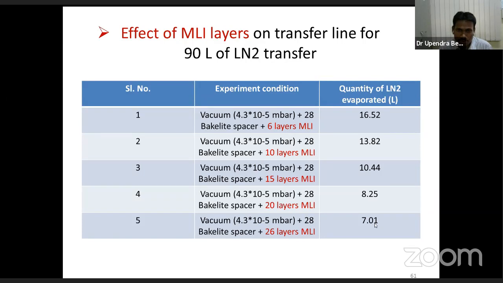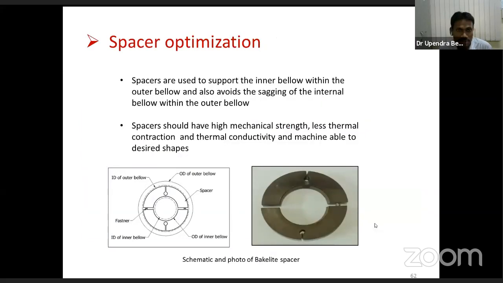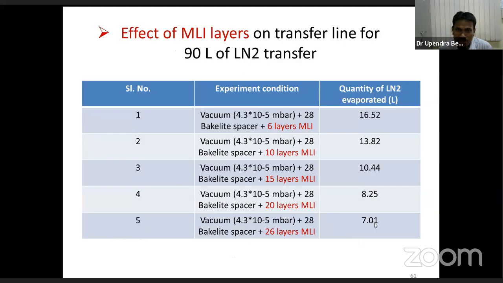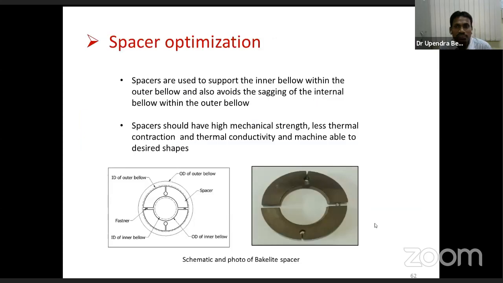So with that, we have fixed the number of MLI layers at 20. Then we have done the spacer optimization, because the more spacers we put, the more heat transfer also takes place at the contact points of the spacer to the inner bellow. So keeping these 20 layers fixed, we have now optimized the spacers.